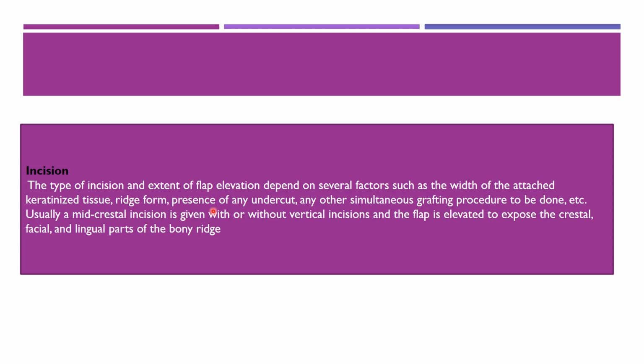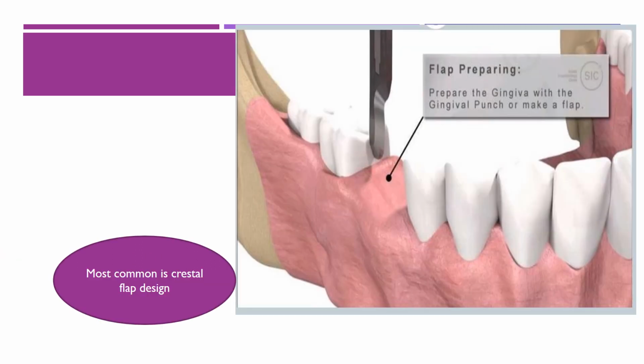So if you want to go for bone graft placement and all, always there should be vertical incisions along with the mid-crestal incision. So here we will be giving mid-crestal incision and with or without vertical incision, and the flap is elevated to expose crestal, facial, and lingual parts of the bony ridge. So you can see that the most common is crestal flap design.